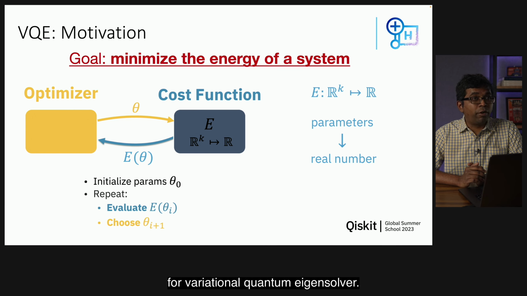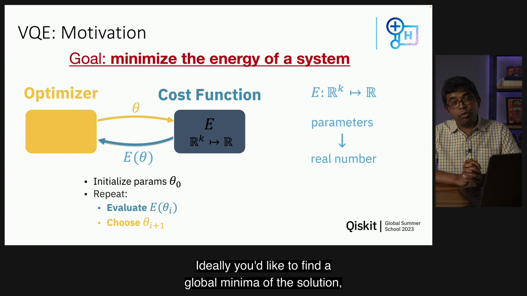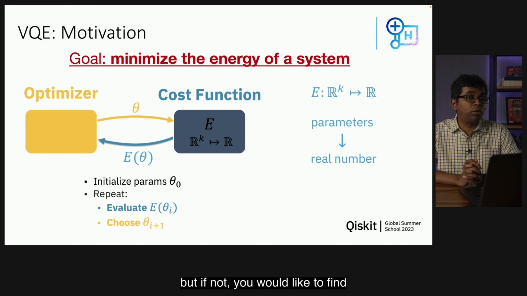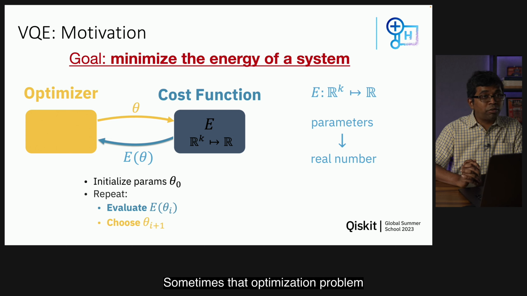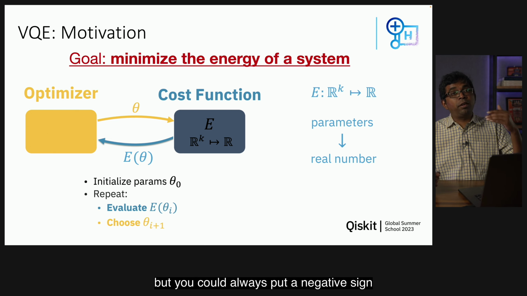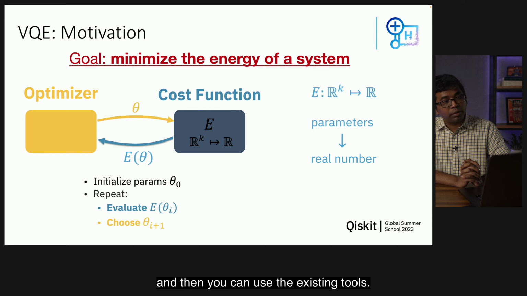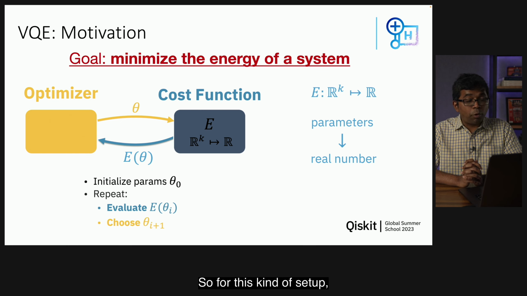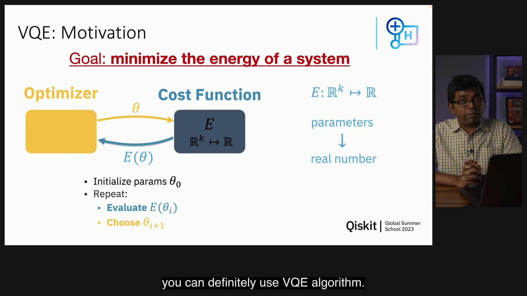Let's now think about something which is not a natural science simulation problem. Let's say you want to solve an optimization problem. Ideally you would like to find a global minima of the solution, but if not, you would like to find the best local minima possible, right? Sometimes that optimization problem could be a maximization problem, but you could always put a negative sign in front of the cost function and it becomes a minimization problem, and then you can use the existing tools. So for this kind of setup, you can definitely use the VQE algorithm.